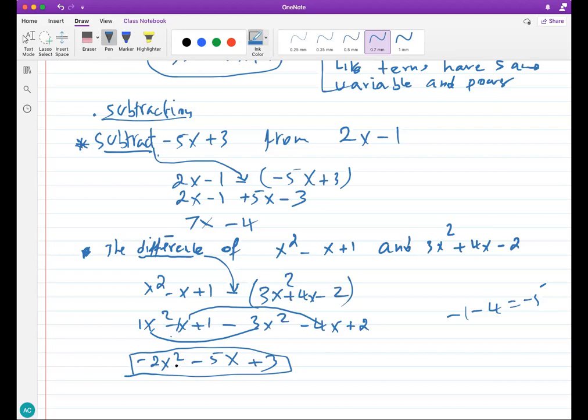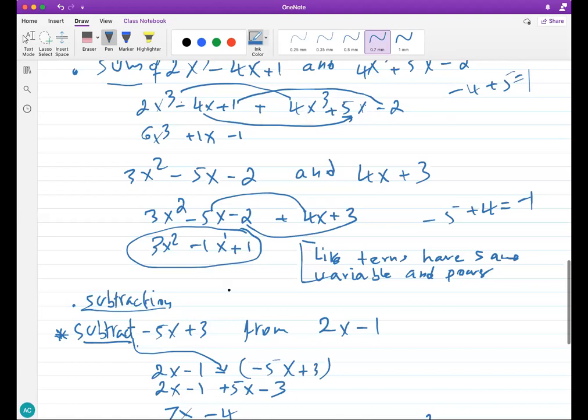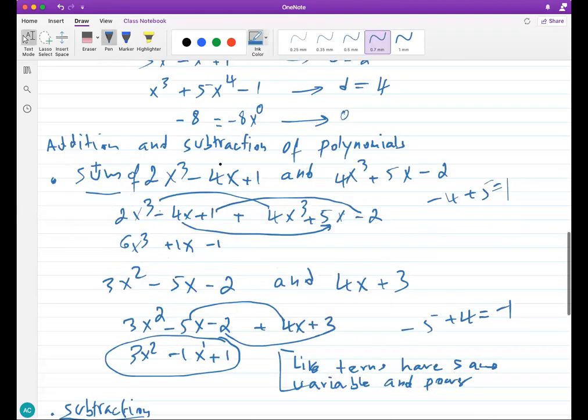We have different terms. These are not the same. Don't combine them. The power here is 2, the power is 1. They're not similar terms, so we don't combine them. So be careful with the subtraction. You need to know which one goes first. With addition, it doesn't matter which one goes first. You don't need parentheses. Just write all.